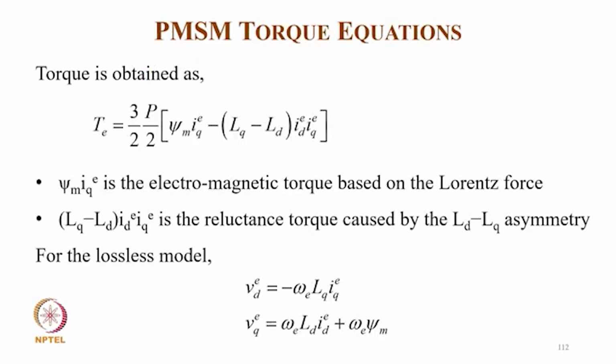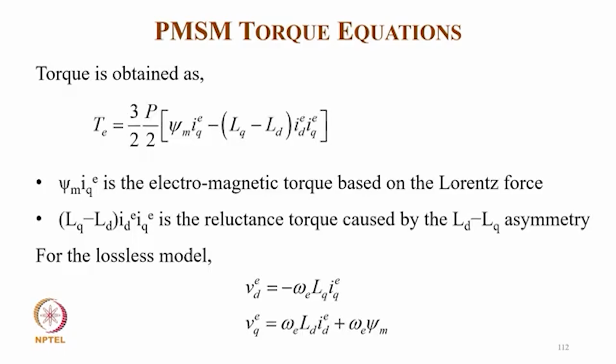So now the developed torque is obtained as T equals 3/2 times P/2 in brackets, phi m iq minus Lq minus Ld into id iq. Here phi m iq is the electromagnetic torque based on the Lorentz force, and Ld minus Lq times id iq is the reluctance torque caused by the Ld minus Lq asymmetry.